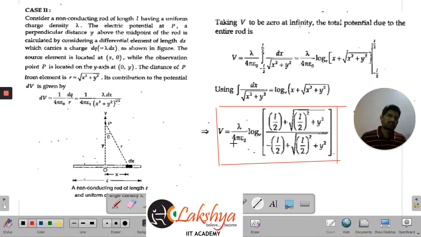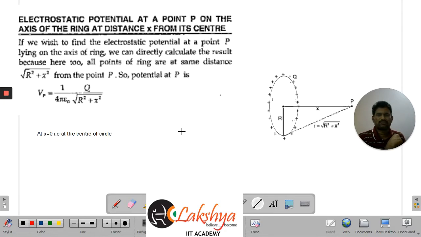And now similarly, we can take another simple object like a ring. The potential due to the ring you can calculate very easily. So now let us see the derivation. See here, the potential due to this ring for an axial point. This ring we are taking here, the charge Q is distributed uniformly, and we need to calculate the potential at this point here.